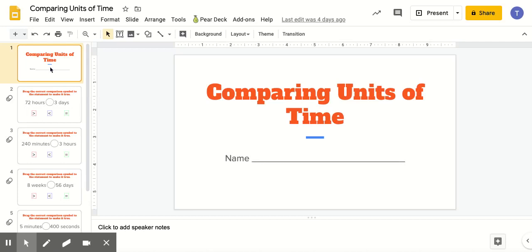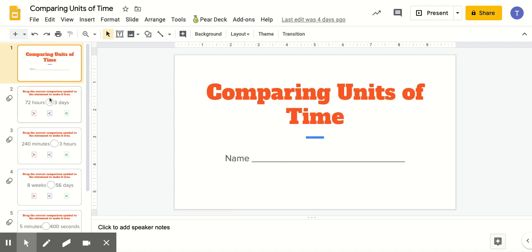Today we're working on comparing units of time. In this assignment, you'll be given two different time frames and you'll be asked to tell me which one is greater or least, or are they equal. To be able to do this, you'll have to have a star reference chart handy. Underneath this video, you will see a picture of a star reference chart that you can use to help you with these types of questions.